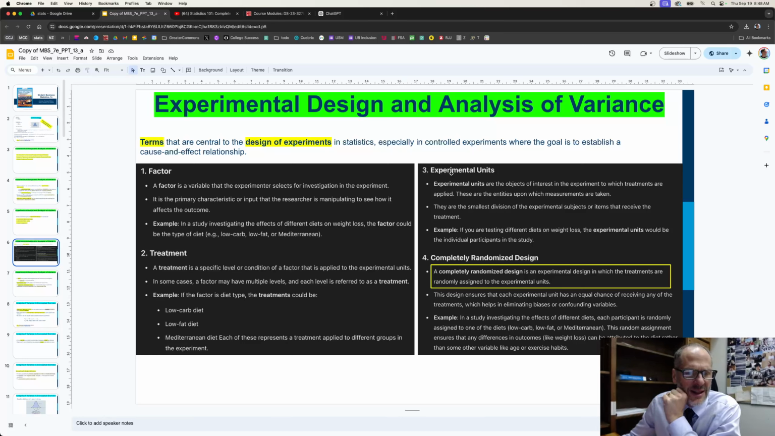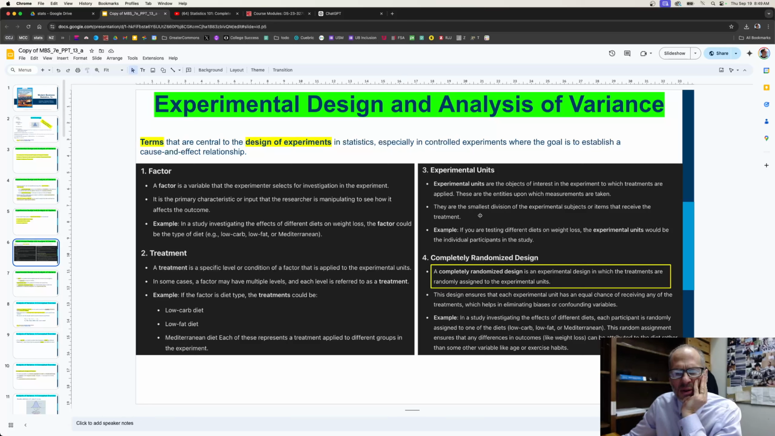So treatment is a specific level or condition of a factor that's applied to the experimental unit. And again, statisticians are not so great with English, and there's a lot of jargon. So you're learning a new language here, right? It's the language of statistics, all these different phrases and how statisticians talk about statistics. In some cases, a factor may have multiple levels, and each level is referred to as a treatment. Example, if the factor is diet type, the treatments could be low-carb diet, low-fat diet, Mediterranean diet. Each of these represents a treatment applied to different groups in the experiment. So that's what factors and treatments are.